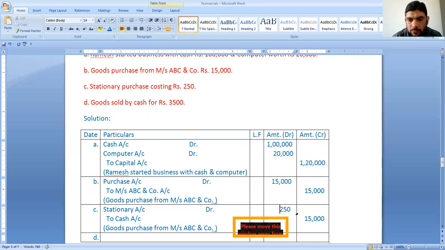in the debit column and the same amount 250 in the credit column, and we can post here stationery, purchase of stationery by cash.